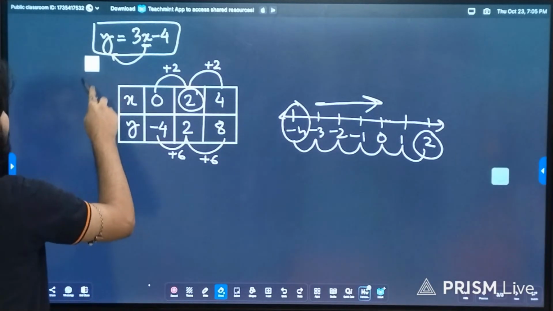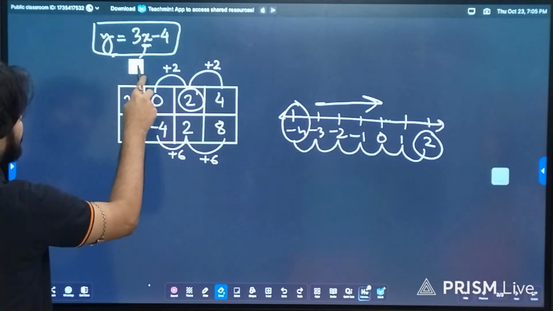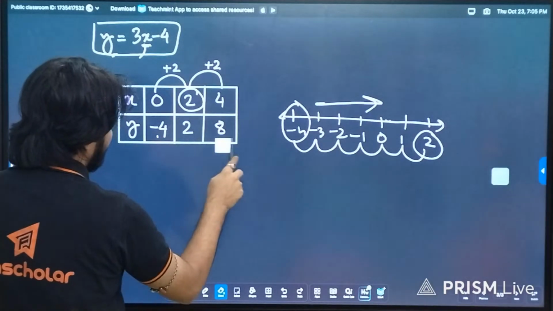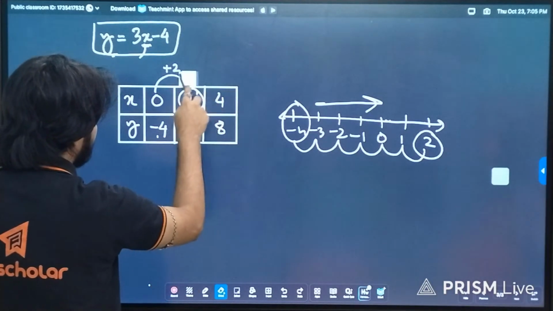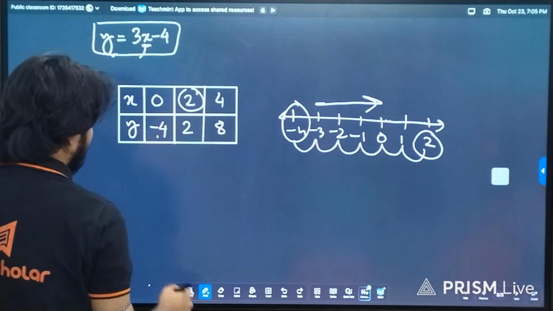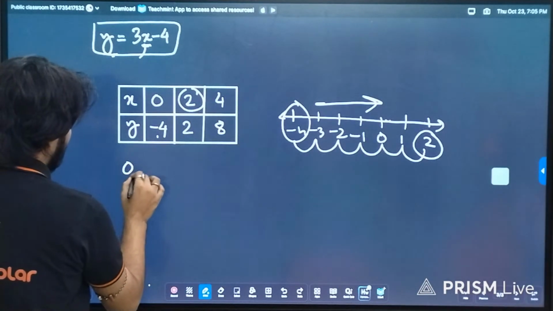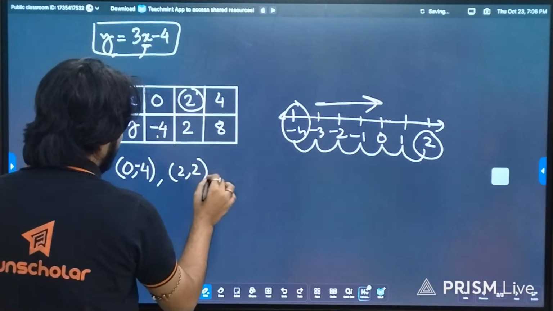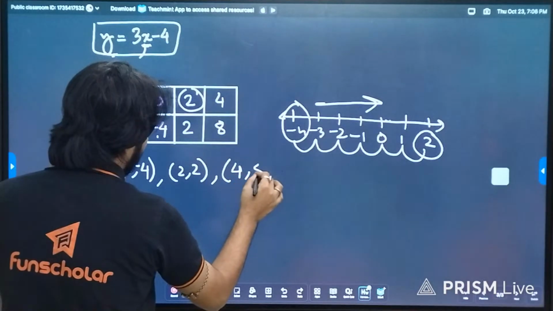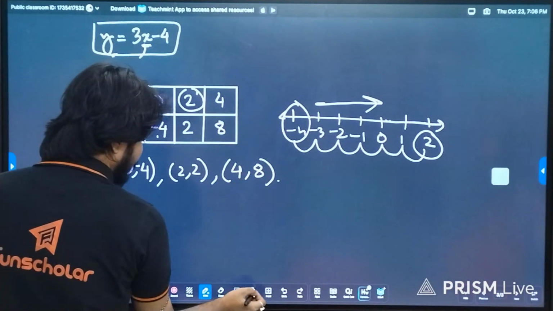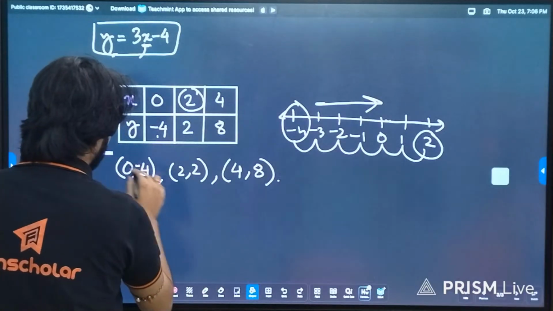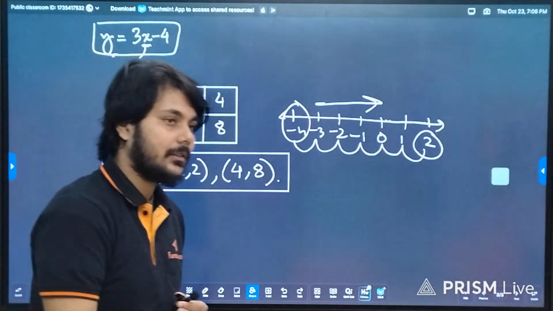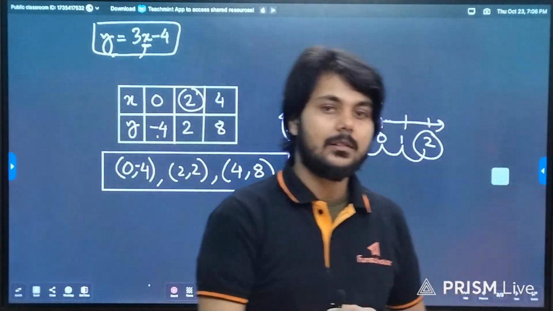Now it's time to write the coordinates. You tell me the 3 coordinates in the comment box. The first coordinate will be 0 comma minus 4. Second will be 2 comma 2, and the third coordinate is 4 comma 8. These are the 3 points that we are going to plot on the graph or on the Cartesian plane.